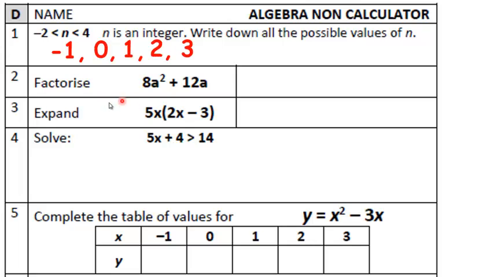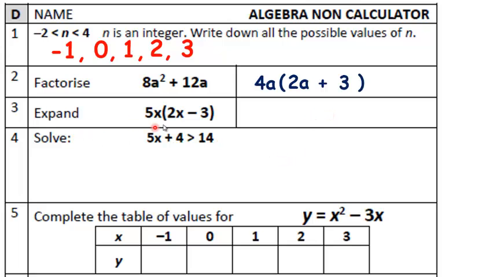Looking at question 2, we need to factorize this. The biggest number that can go into 8 and 12 is 4. Factorize, put brackets in, 4, and they both have a in common, so 4a is what I'll put outside. 4 times 2 is 8, so I'll need to have 2a inside the brackets. Times those two together, I'll get 8a squared, and 4a times 3 is 12a, so there you've got it.